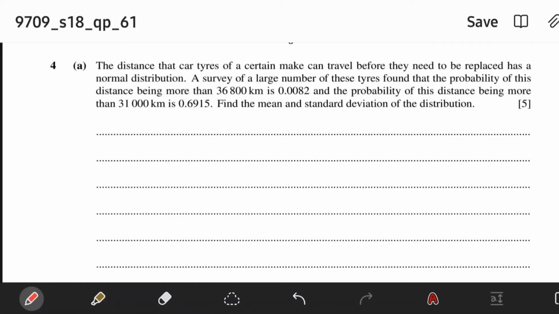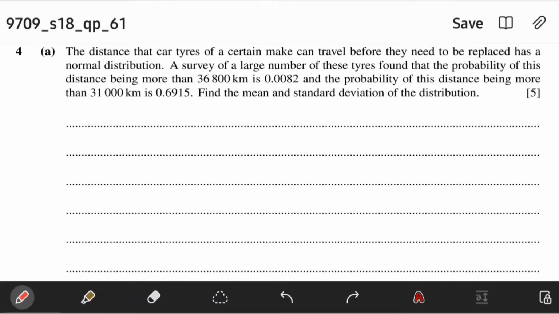Now, the distance that car tires of a certain make can travel before they need to be replaced has a normal distribution. A survey of a large number of these tires found that the probability of this distance being more than 36,800 km is 0.0082, and the probability of this distance being more than 31,000 km is this. Find the mean and standard deviation of the distribution. So, the mean and standard deviation.